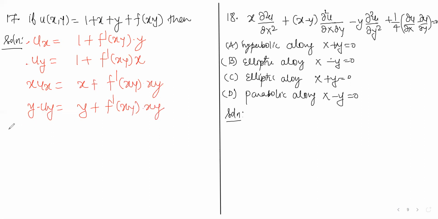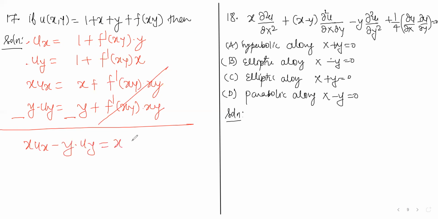And all I need to do is just subtract these two equations. And nicely this gets cancelled, and I get x u_x minus y u_y equal to x minus y. Find out the option which looks like this.